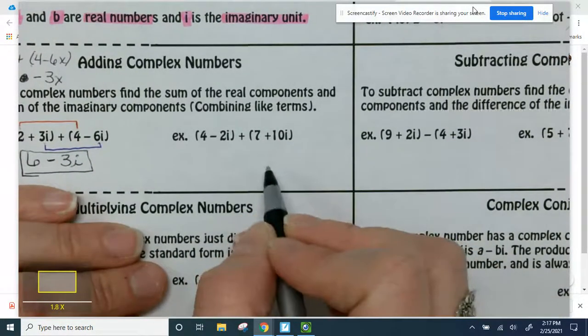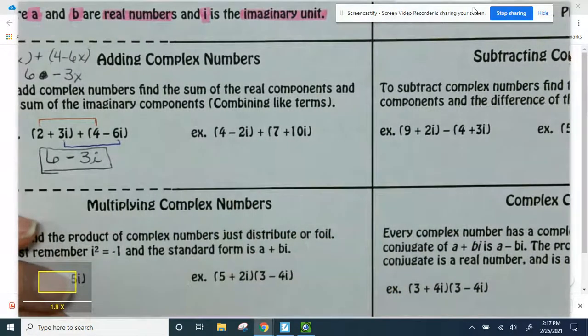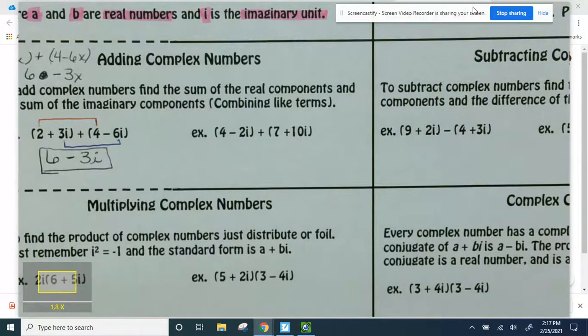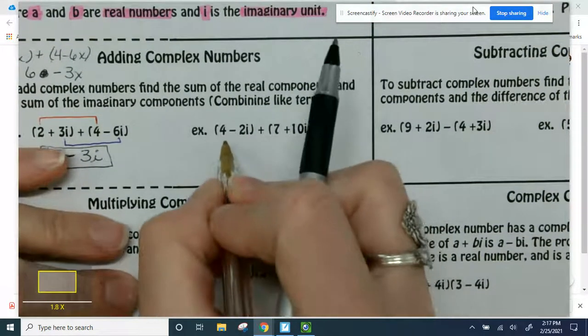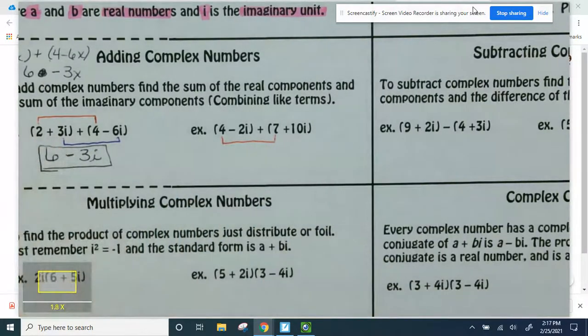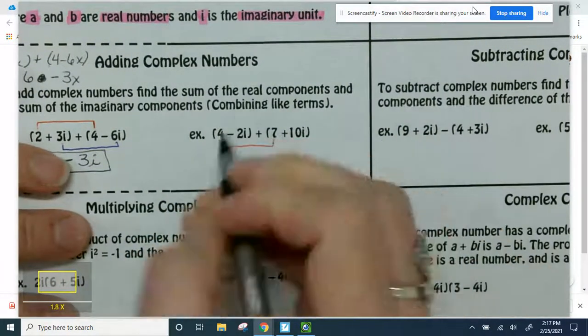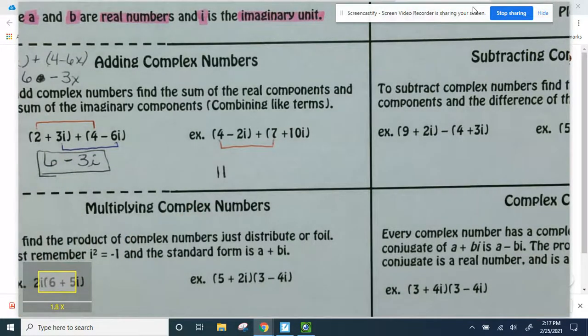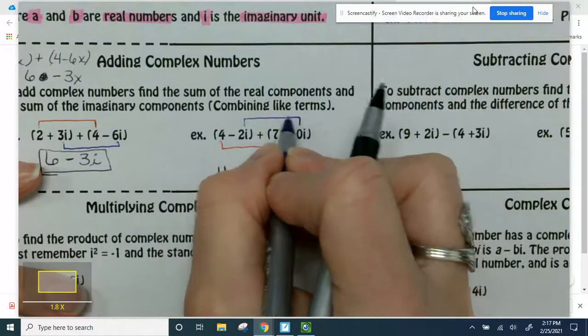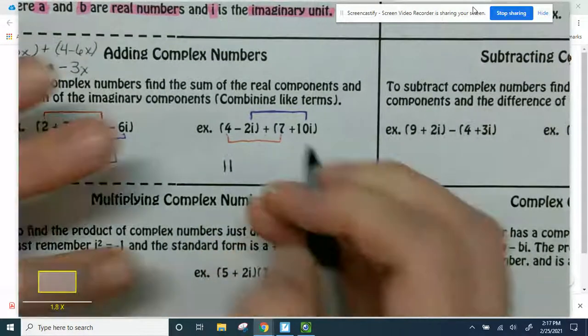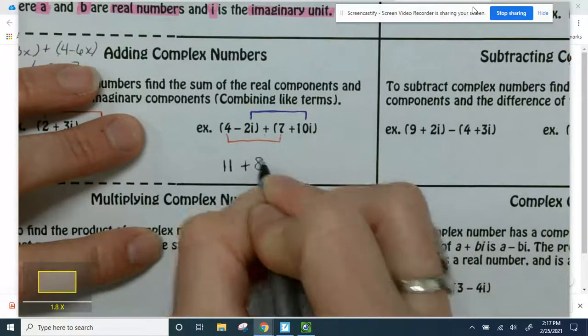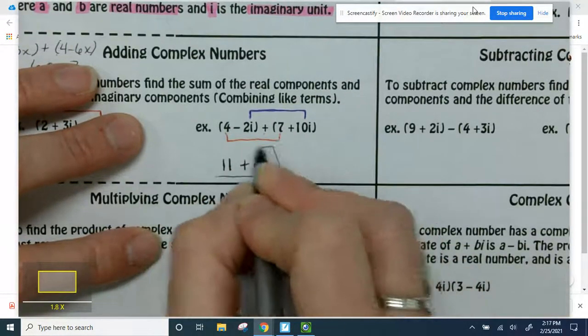Okay, let's look at one more. Actually, why don't you pause the video and try this one, and then come back and I'll work it. Okay, hopefully you paused the video and worked this one. First you put together the real number part. So 4 plus 7 gives you 11. And then you put together the imaginary part. Negative 2i plus 10i: negative 2 plus 10 is a positive 8i. And this would be your final answer.